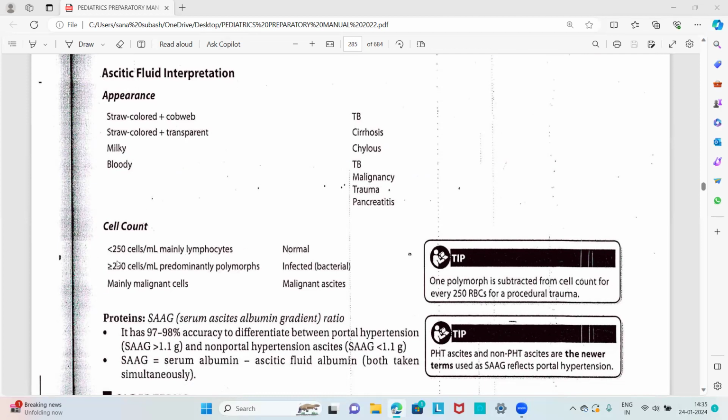Less than 250 and greater than 250 cells per ml, predominantly polymorphs, is an indicator of infected or bacterial ascites. Then mainly malignant cells, which is indicative of malignant ascites.